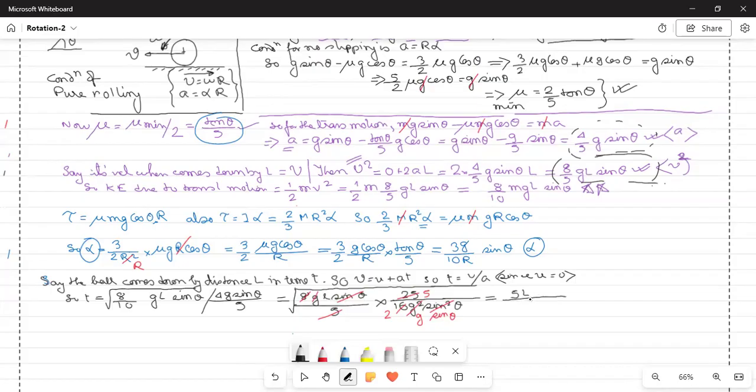On the denominator I have 2g sine theta, whole under root. This is the time taken.